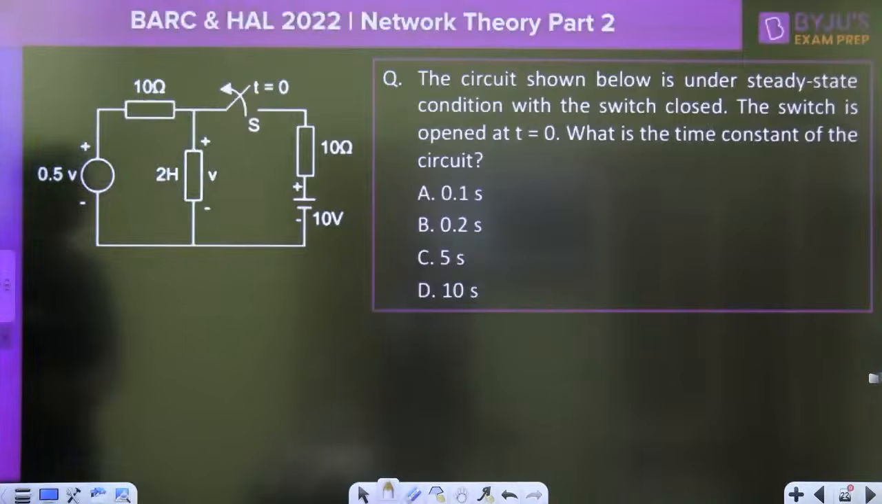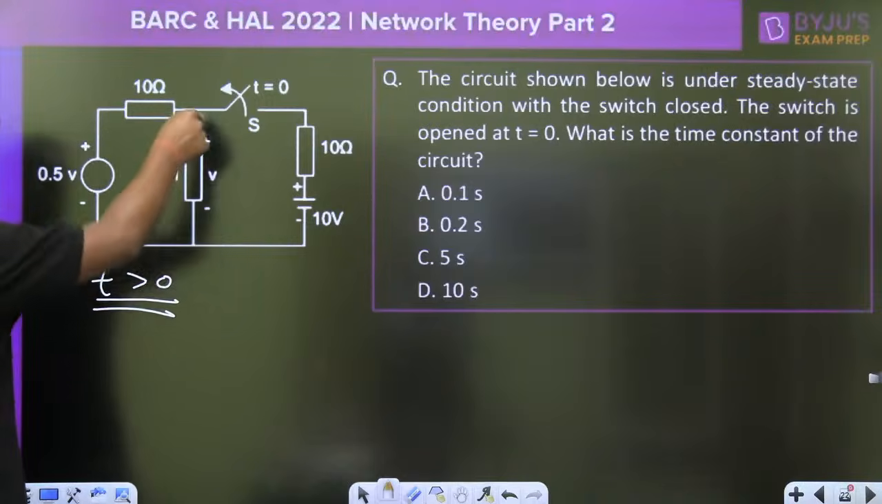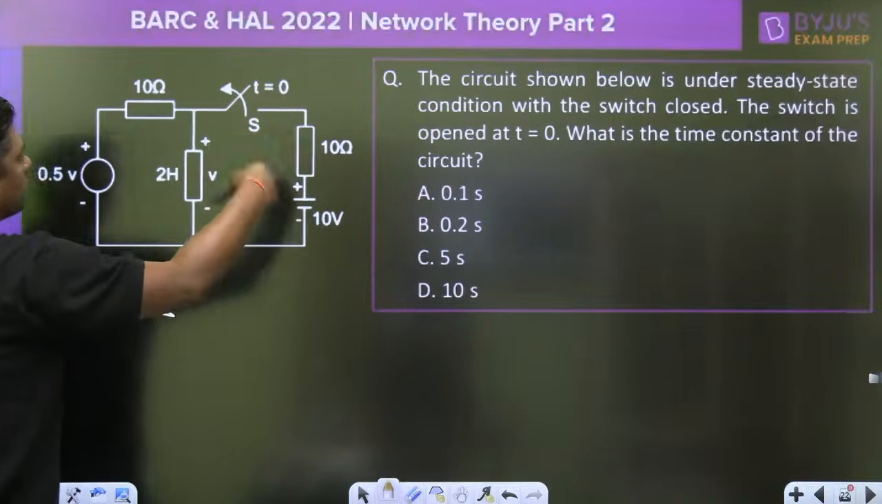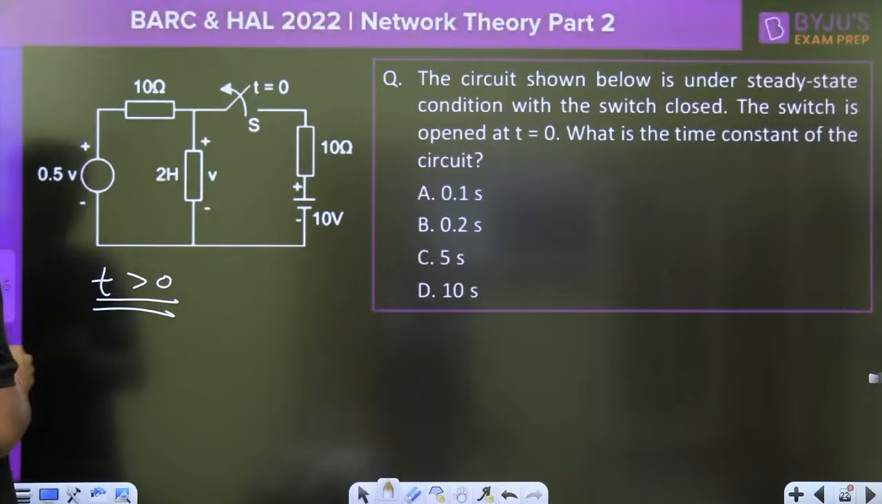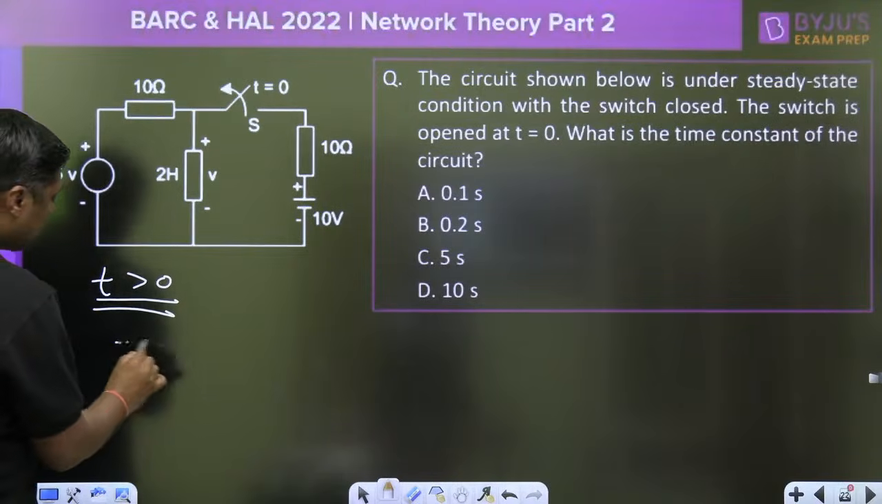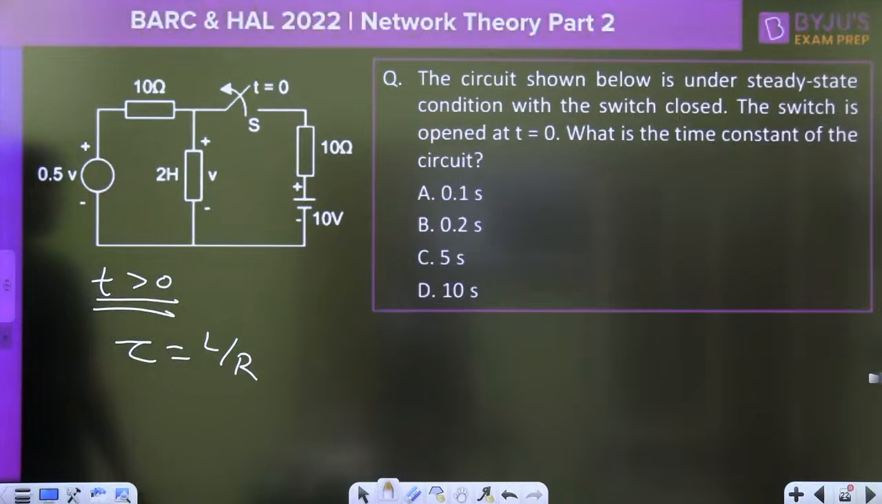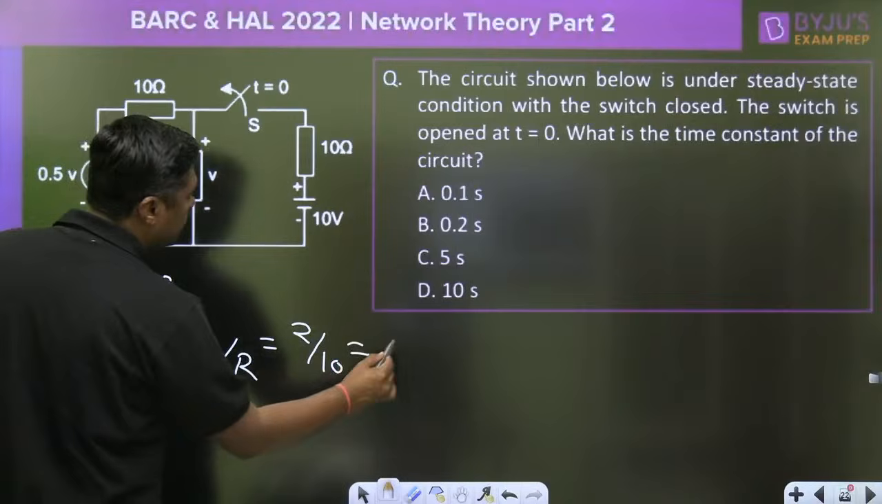Always remember, we are calculating the time constant for t greater than 0. Once the switch is opened, now this 10 volt battery is removed from the diagram. This is a 2 Henry inductor, this is the 10 ohm resistor. What will be the time constant? Time constant is nothing but L by R. What is the L, 2? What is the R, 10? So 0.2 seconds.